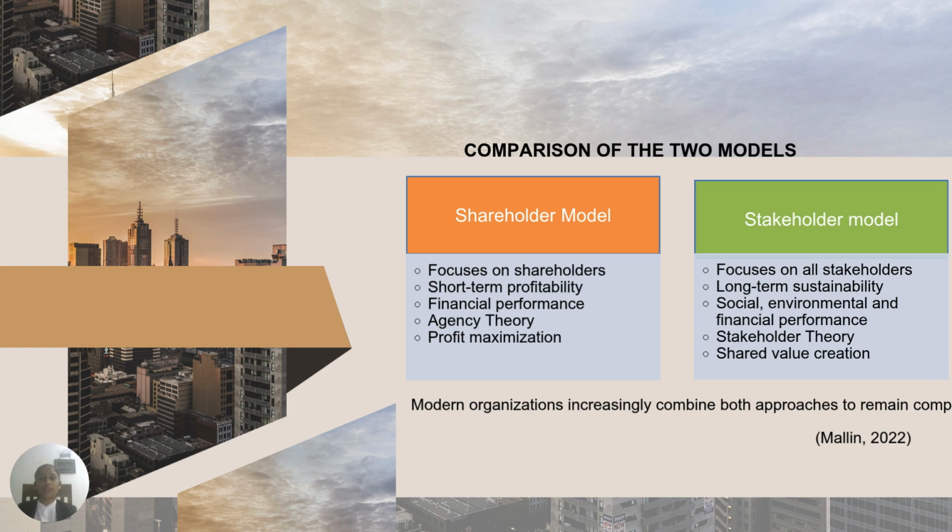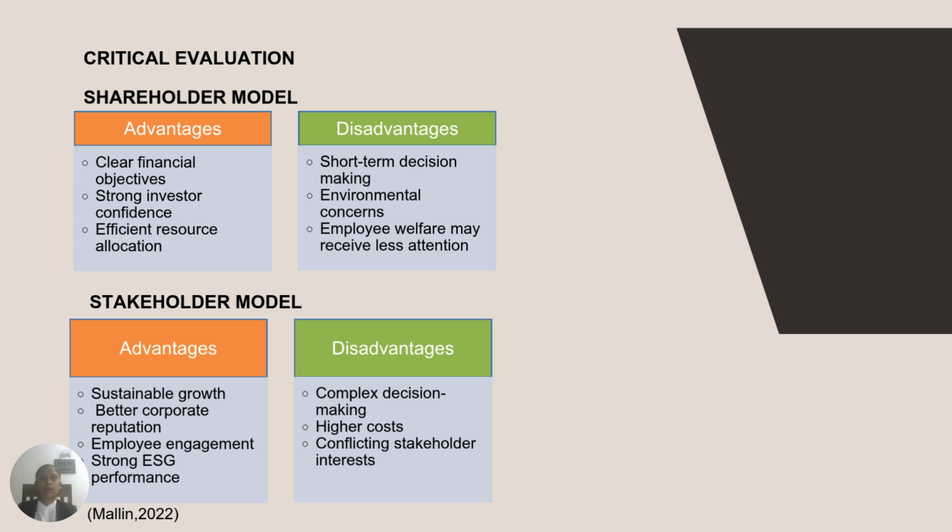There are a few differences between the shareholder model and the stakeholder model. When we compare these models, we can identify that the shareholder model focuses on shareholders and profit maximization to gain short-term profitability. But the stakeholder model focuses on all stakeholders and considers social, environmental, and financial performance to gain long-term sustainability. This is the critical evaluation of these two models, and we can identify advantages as well as disadvantages from these two models.